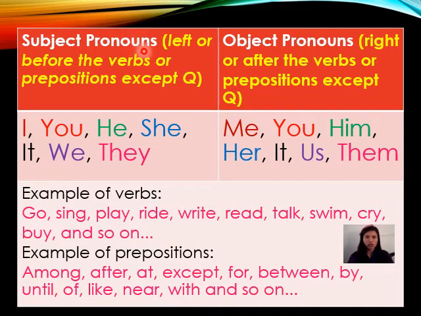So don't forget that subject pronouns are on the left side, or before the verbs or prepositions, except in questions. Okay, what are the verbs here? Examples of verbs: go, sing, play, ride, write, read, talk, swim, cry, buy, and so on. We have a lot of verbs. Prepositions examples are: among, after, at, except, for, between, until, of, like, near, with, and so on. We also have a lot of examples of prepositions. Okay, so I, you, he, she, it, we, they on the left, me, you, him, her, it, us, them on the right. Okay, easy.